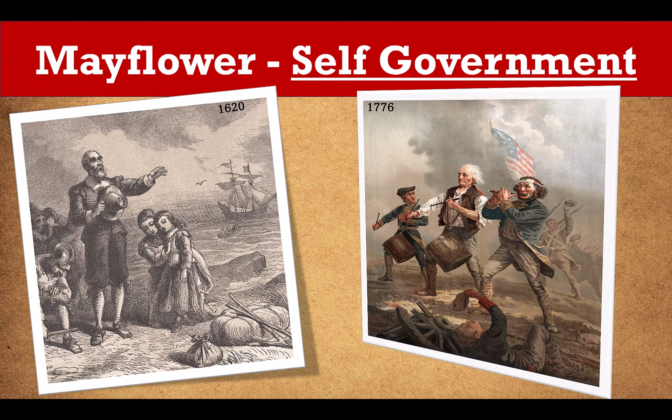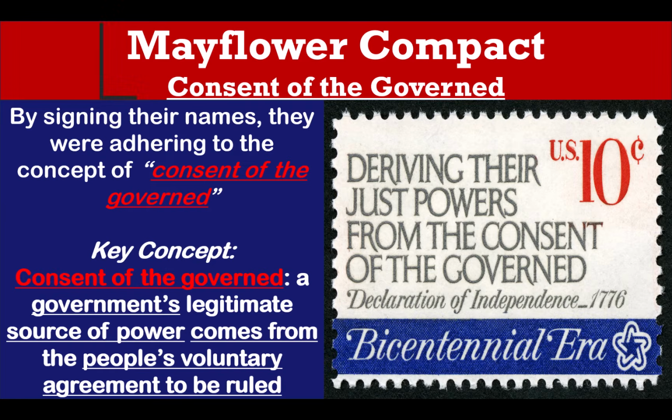So the tradition of governing by the people, or self-government, was fully ingrained in the colonists' mind when the United States declared their independence. Now back to the Mayflower Compact, the next concept you need to know is consent of the governed. Now consent means giving your permission for something, and the governed are the people.